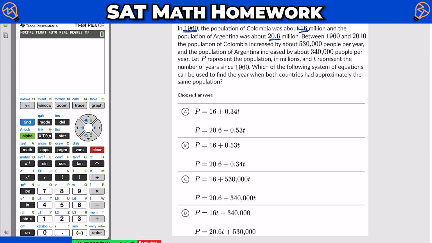So right away, I can notice that option D is the only one that treats those two values of 16 and 20.6 as if they're actually slopes. And that doesn't make sense. So we can automatically eliminate option D.